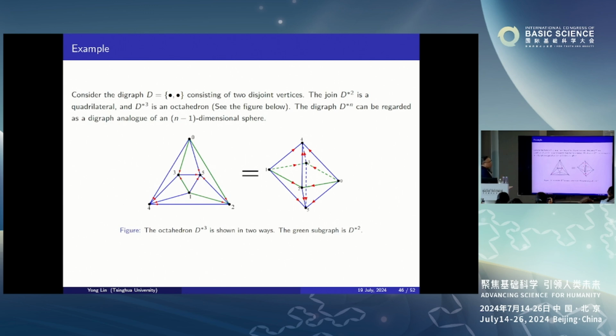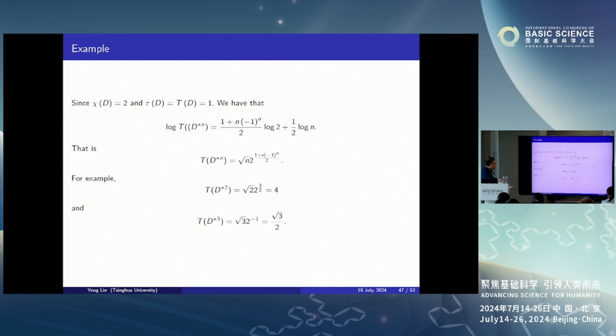This is an example for the join. You start from the digraph and consider the joint weights. If you join, then you can get this. This is D2 and this is D3. You get this graph, and you use the formula for the join, and you get the torsion for this graph D3.